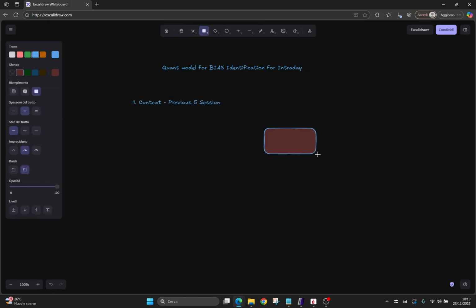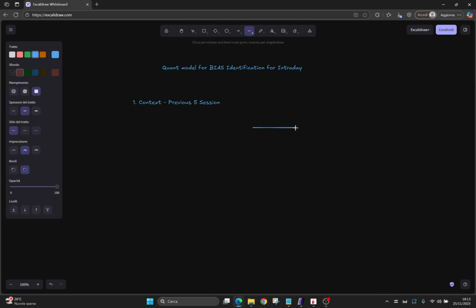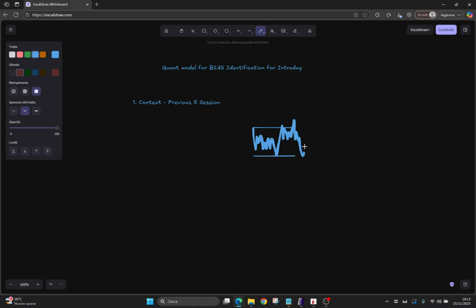The previous session has a value area. No, let's do it like this. Okay? This is the value area of the previous session. So you had the previous day consolidating here, some spike. The previous session closed like this, perfect.